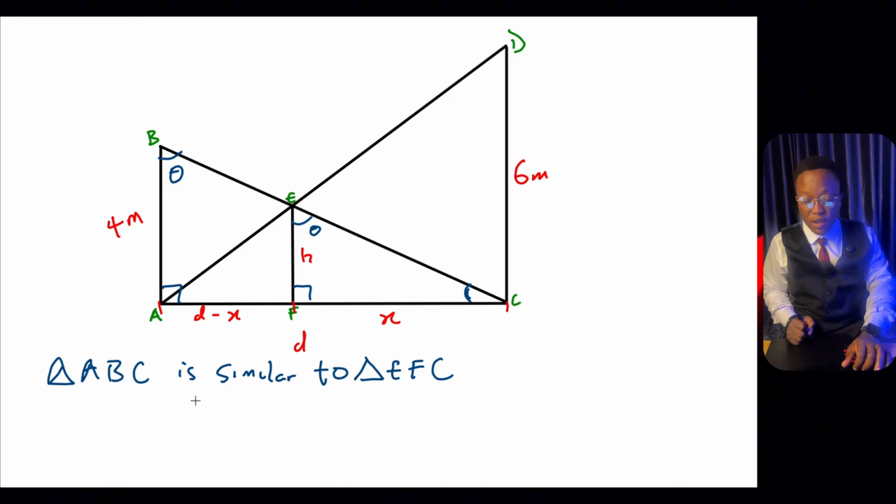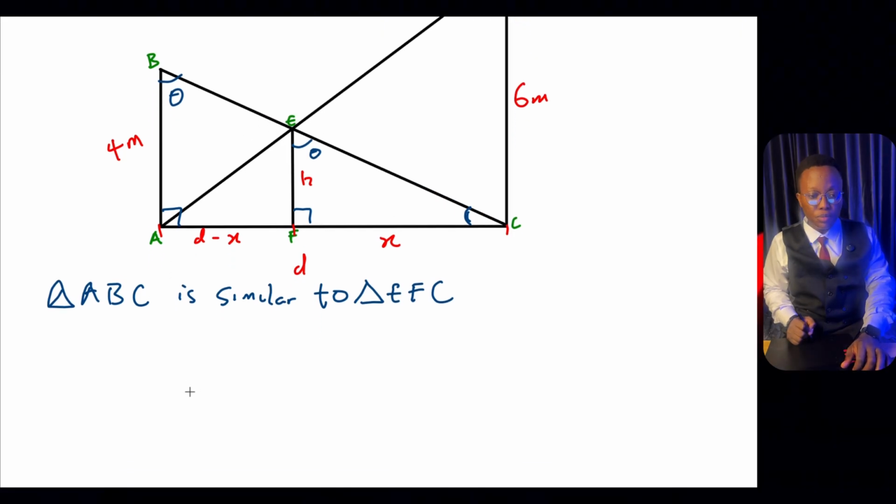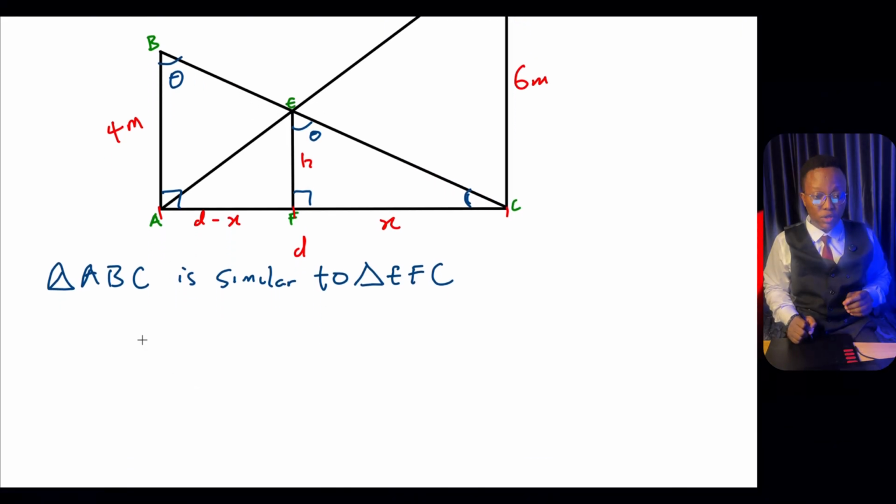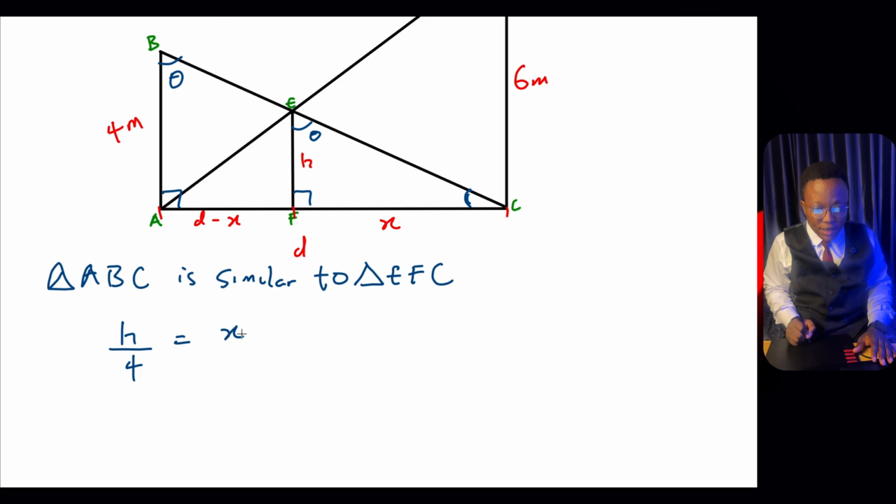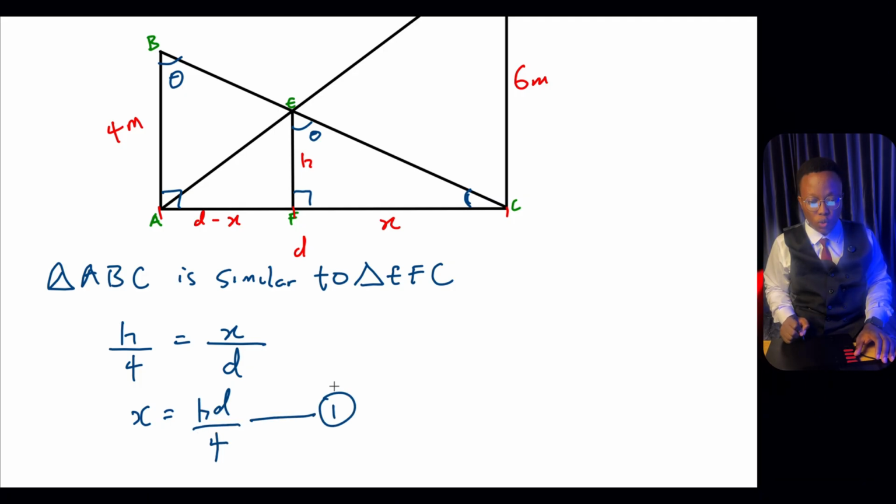Okay, so if they are similar, the law around similar shapes is that we can say h over 4 is equal to x all over d. Which will then make x, if we make x the subject of the formula, hd all over 4, and we can call that equation 1.